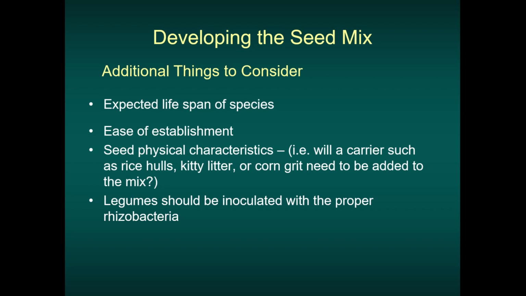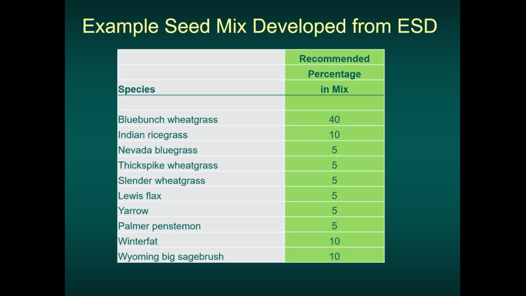The seed's physical characteristics can be important. Sometimes seed comes with appendages, or might have an awn on the grass seed, or might have a fuzzy coating. Those kinds of things tend to make seeding equipment bridge or reduce the flow of the seed. So you might want to consider an inert carrier like rice hulls or kitty litter or sand or something like that. Also, legumes should be inoculated with the proper rhizobium. We have a tech note describing that process and how to make those selections.